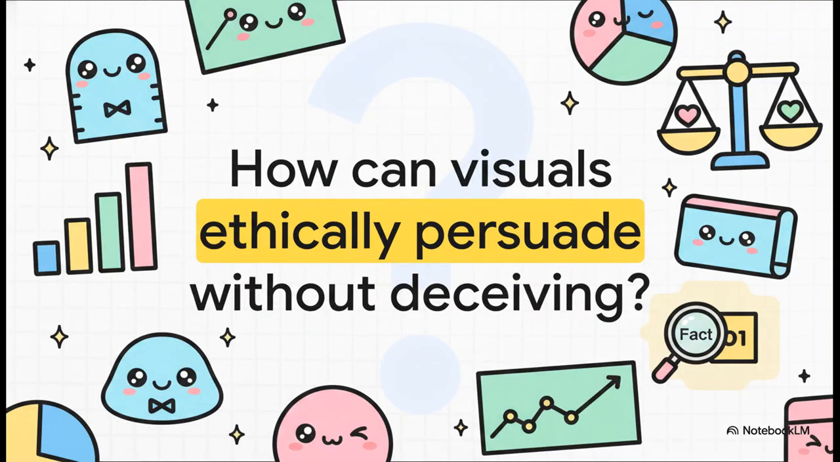And all of this really brings us back to that big question we started with. We know visuals are supposed to persuade. That's their power, that's what they do. So where exactly is that line? Where do we cross over from honest persuasion into outright deception? How can we use visuals to make a really strong point, but do it without lying?